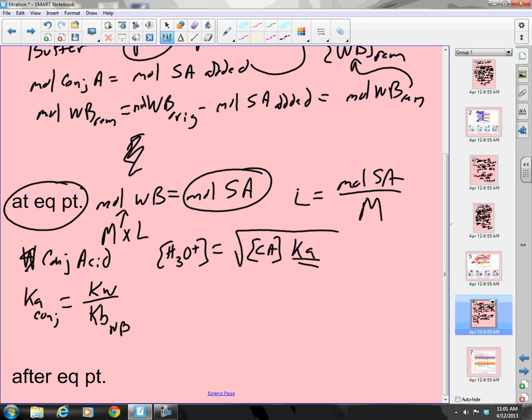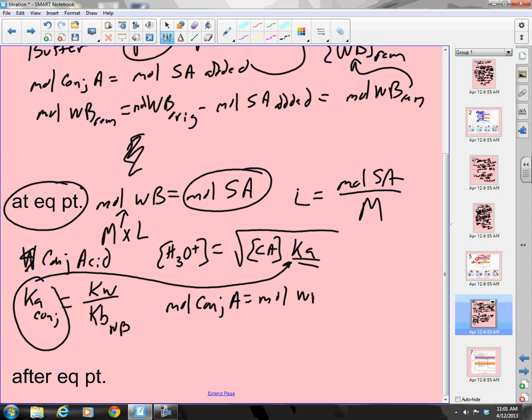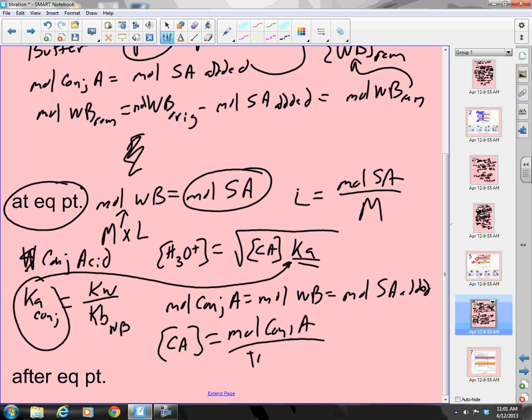Got it? So I have to take my weak base from the base given to me here, get my conjugate acid, plug that in here. How do I get my conjugate acid concentration? Well, I'm going to take my moles of conjugate acid, and that's equal to the moles of my weak base original, which is equal to the moles of my strong acid added. And then I need to get my concentration of the conjugate acid, which is the moles of my conjugate acid divided by total volume. Once I have that, I can plug that in to here and I will get that.